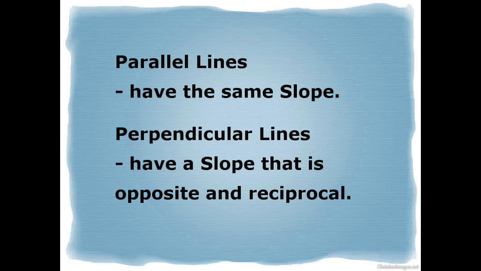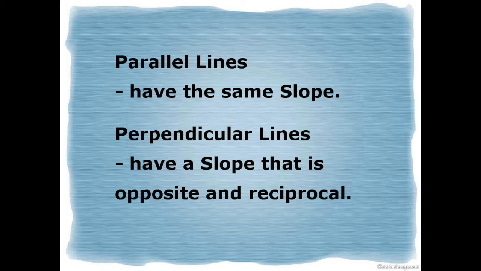Today we're going to be graphing parallel and perpendicular lines. Parallel lines are lines that have the same slope. Perpendicular lines have a slope that is opposite and reciprocal. Opposite, of course, means negative.